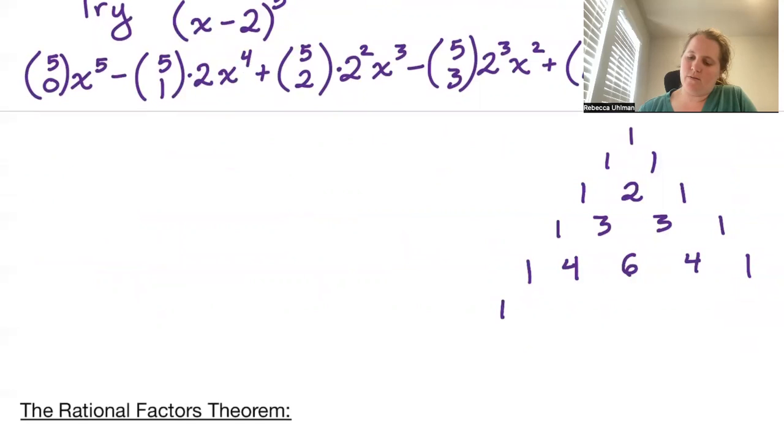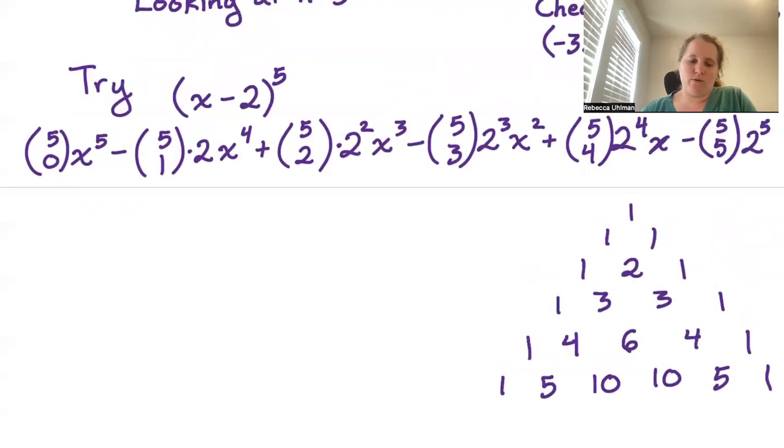And then we have 1, plus 5 is 5, 4 plus 6 is 10, 6 plus 4 is 10, 4 plus 1 is 5, and then 1. So those are our binomial coefficients.